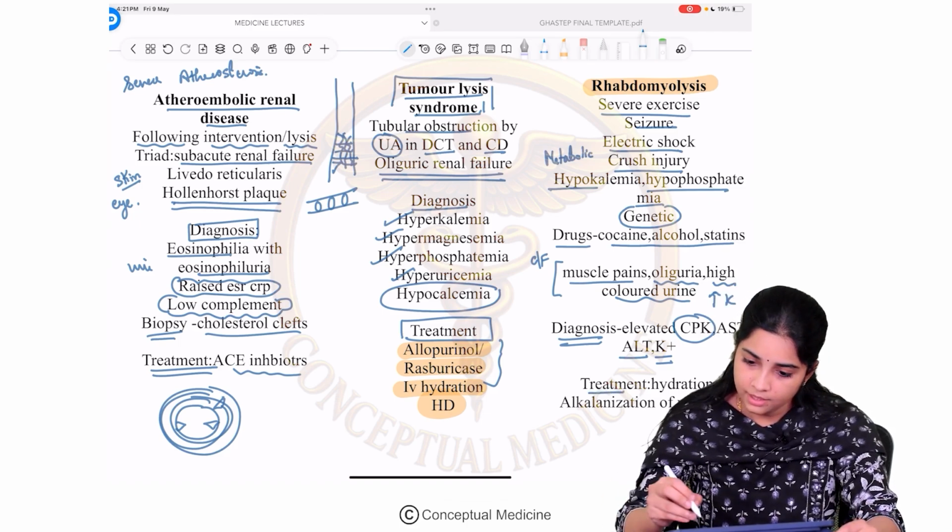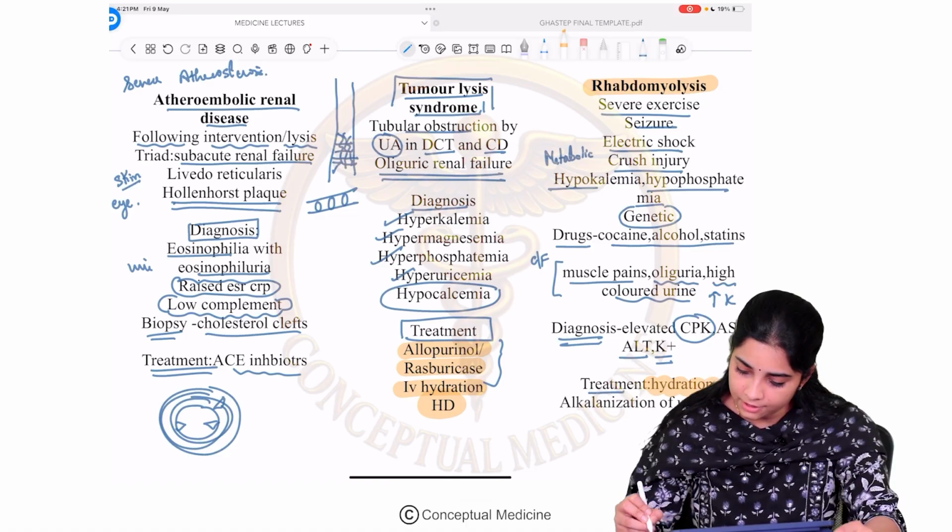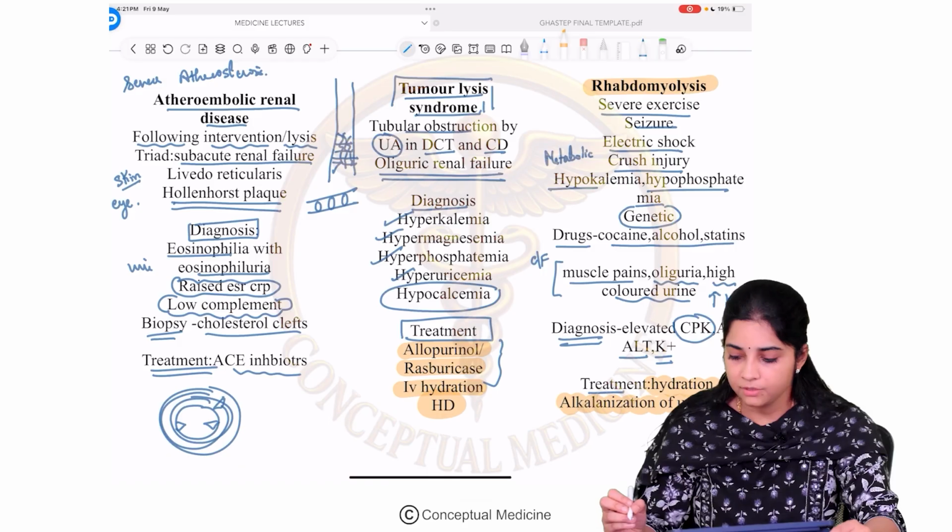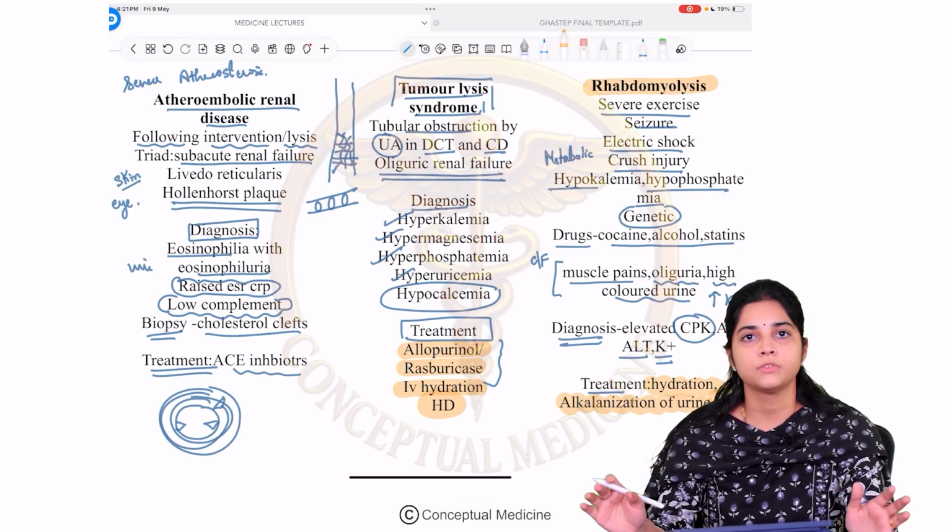So how do you treat it? Again, the cornerstone management is hydration. Then you can do alkalinization of the urine, and the final management will be using hemodialysis to remove the potassium.